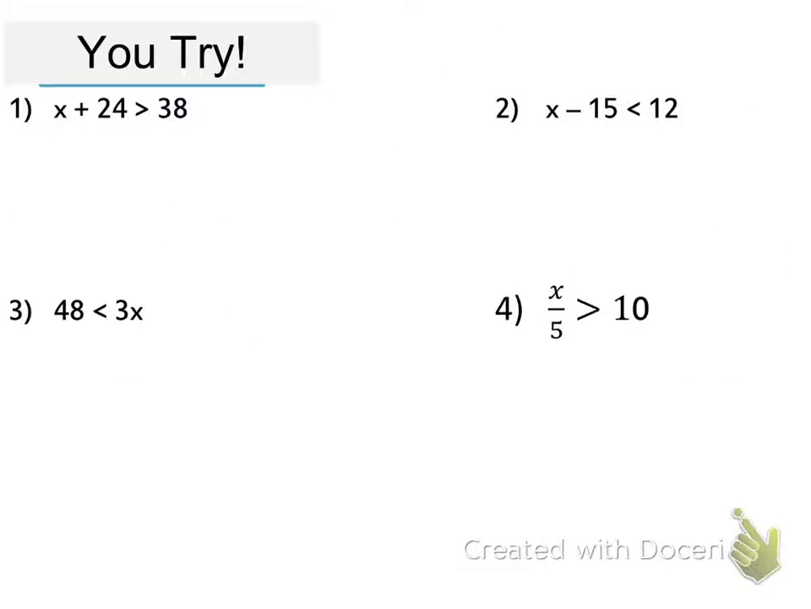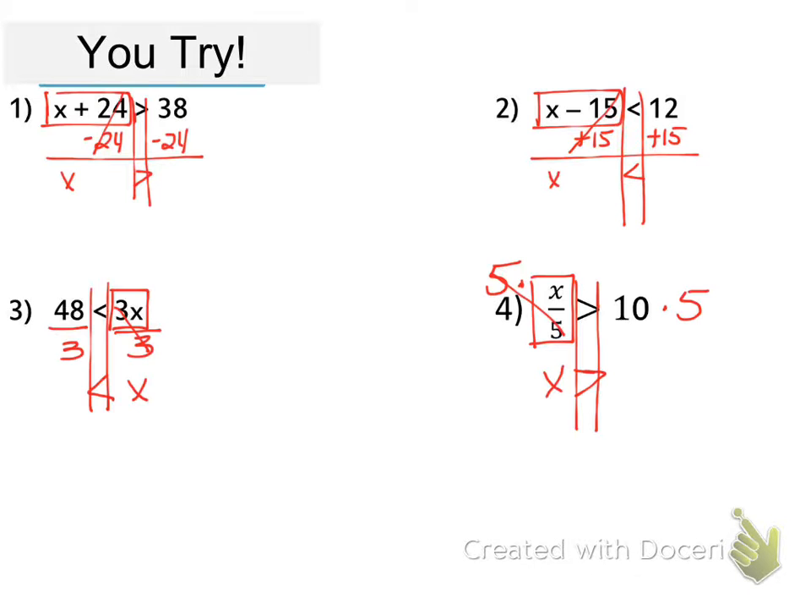Okay, on your paper you have these 4. Go ahead and work out these 4 just like we did before, just remembering to flip if your variable is on the wrong side and show all of your steps. Okay, on the first one, you should have subtracted.